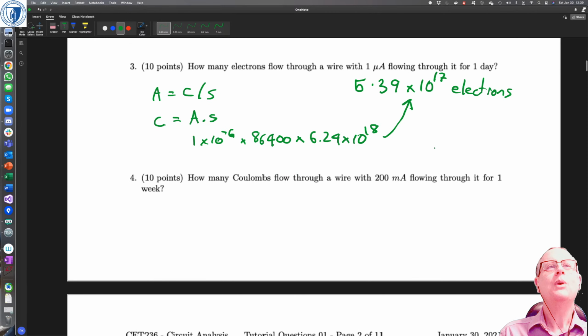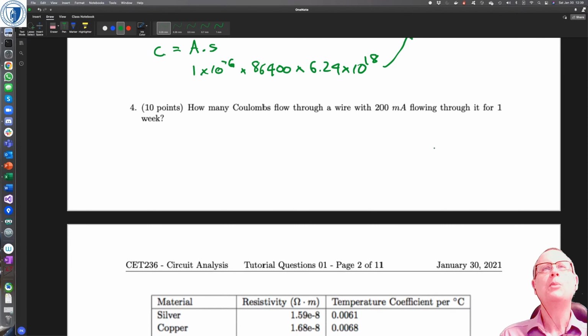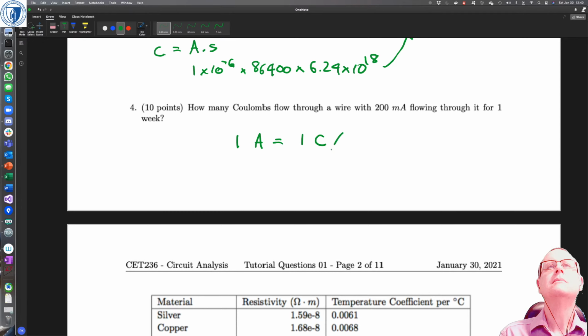Yeah, that's pretty good. That looks good to me. So group 4, any thoughts on the number of coulombs that flow through a wire with 200 milliamps flowing through it for 1 week? We talked about how 1 amp is a coulomb over seconds. So you can find the coulombs by multiplying the amps times seconds. So we have in this problem 200 times 10 to the negative 3 amps going for 1 week.